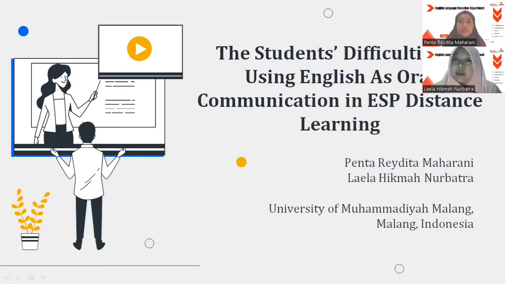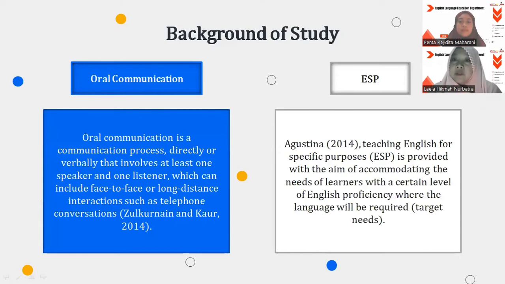So our study has two key terms. The first one is oral communication, in which, according to Zulkarnain and Kaur, it is a communication process directly and verbally that involves at least a speaker and one listener, which can include face-to-face or long-distance interactions, such as telephone conversations. While the second key point is English for Specific Purposes, which, according to Agustina, teaching English for specific purposes, or commonly known as ESP, is provided with the aim of accommodating the needs of learners with a certain level of English proficiency, where the language will be required as the target needs.